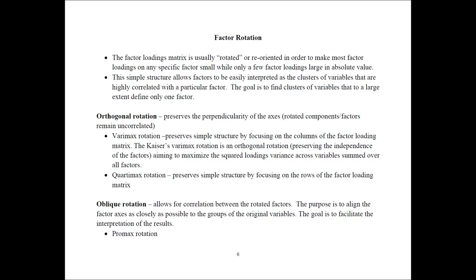Kaiser's Varimax rotation is aiming to maximize the squared loadings variance across the variables, summed over all the factors. Whereas the Quartimax rotation preserves that structure by focusing on the rows of the factor loading matrix. On the other hand, an oblique rotation allows for correlation between the rotated factors, and the purpose is to align those factor axes as close as possible to the groups of the original variables, and we want to facilitate the interpretation of the results.